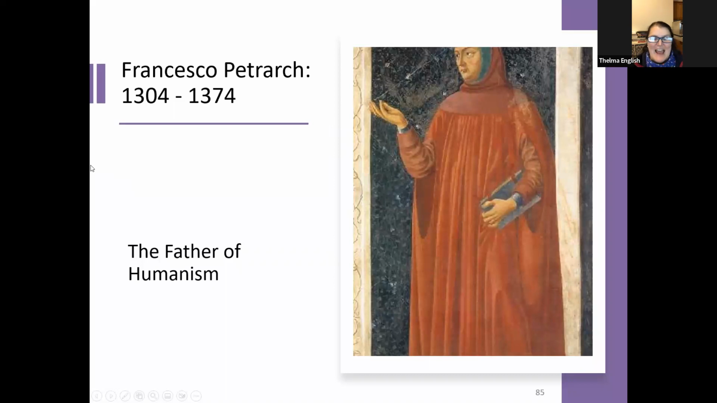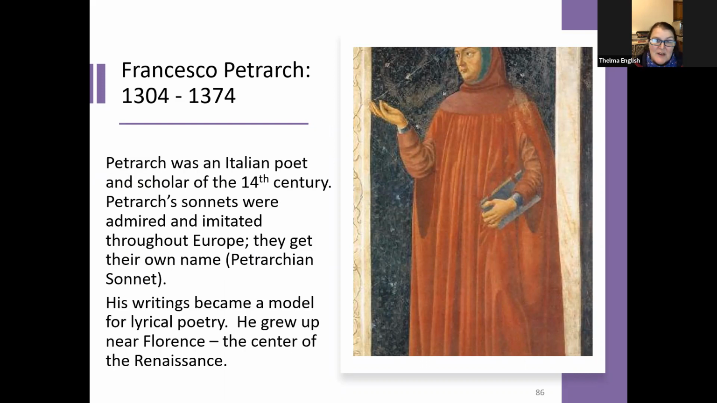Now, next in our medieval Renaissance sampling is Francesco Petrarch. Petrarch is such a cool guy. We end up calling him the father of humanism. He's a humanist. He's not Christian. He's an Italian poet and scholar of the 14th century. Petrarch's sonnets were admired and imitated throughout Europe. They even get their own name. It's a Petrarchan sonnet. It's not a Shakespearean, it's a Petrarchan sonnet. And his writings became a model for lyrical poetry.